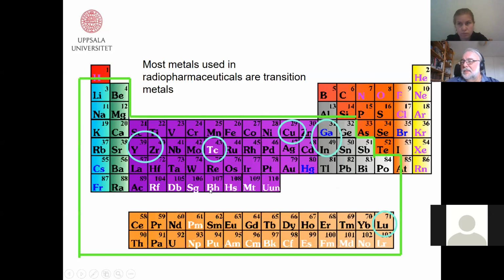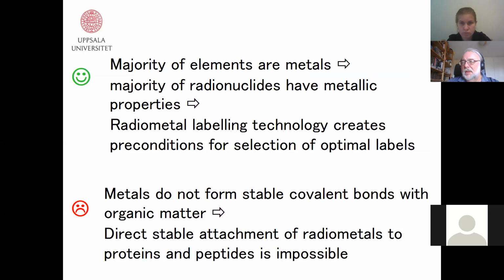So we learned that the majority of radionuclides which are used for nuclear medicine applications are metals. And this opens a broad range of different labels. The majority of elements are metals, and radiometal technology creates a precondition for selection of an optimal label.